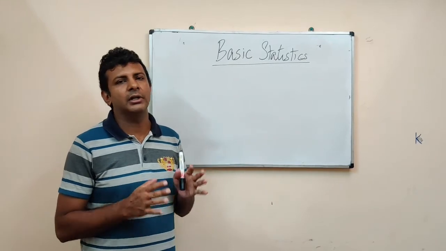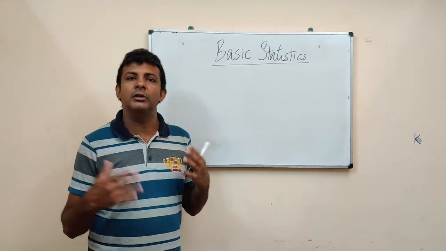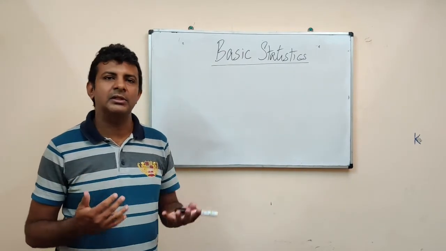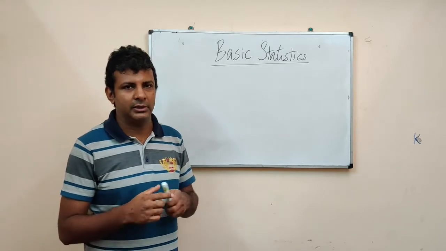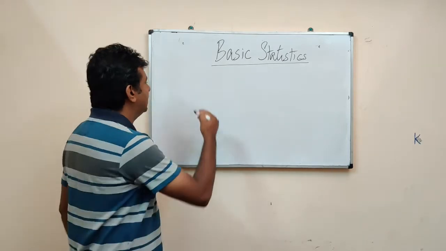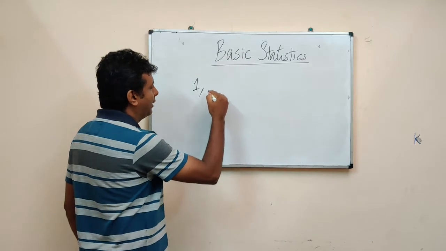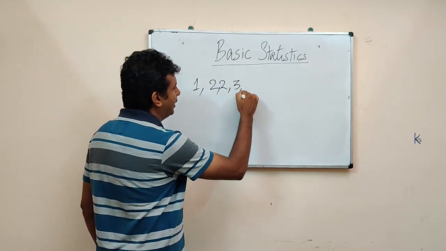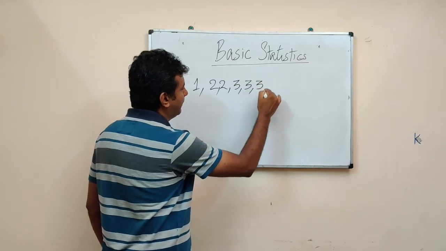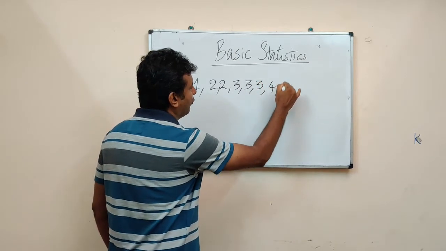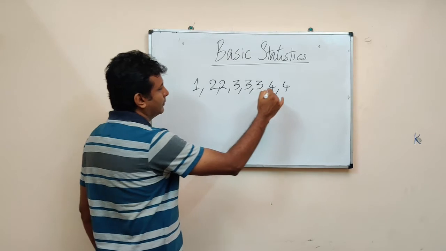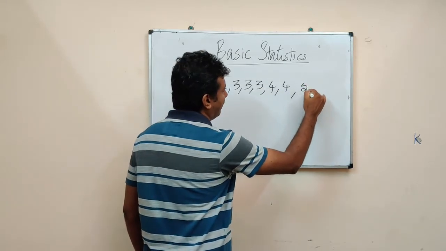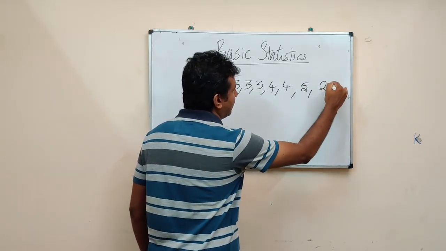Here I will demonstrate a set of numbers, further to which we will learn basic terminologies of statistics. Okay? Now let's see the numbers here. 1, 2, 2, 3, 3, 3, 4, 4, 5 and 25.